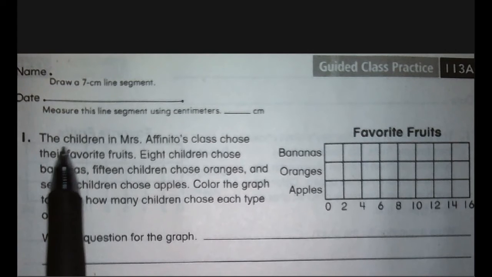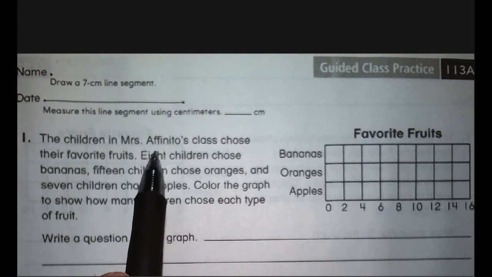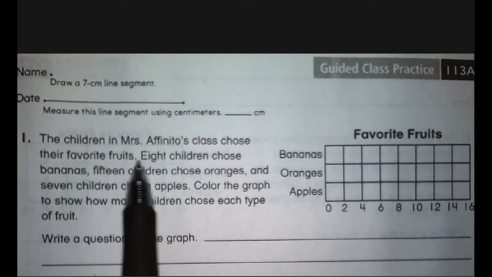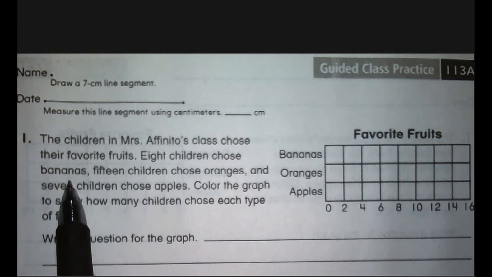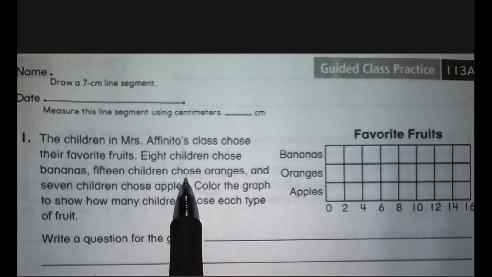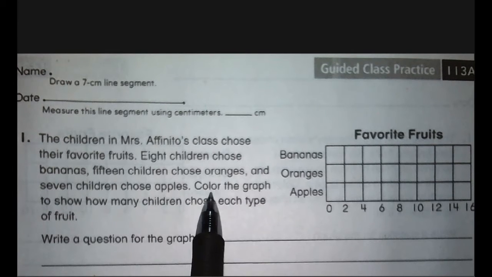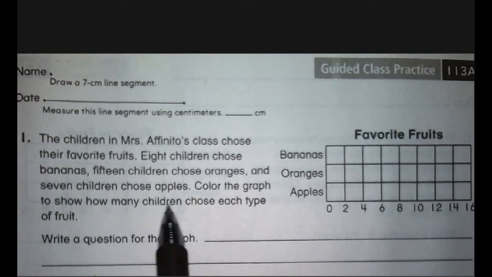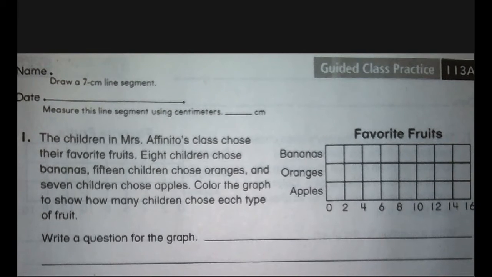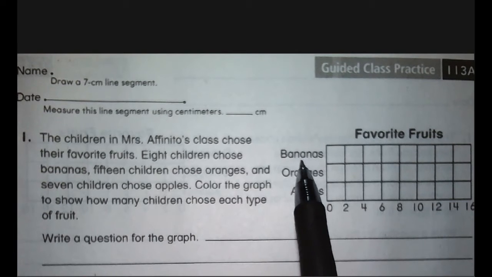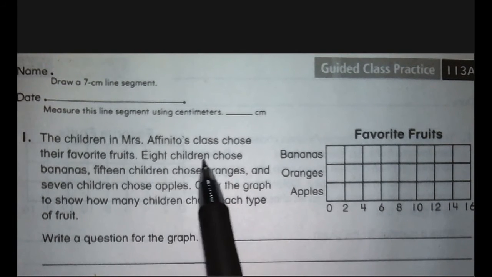The children in Mrs. Afanito's class chose their favorite fruits. 8 children chose bananas. 15 children chose oranges. And 7 children chose apples. Color the graph to show how many children chose each type of fruit. Alright, so that's the first part of the question. Well, let's go ahead and start with bananas. Alright, it says 8 children chose bananas.